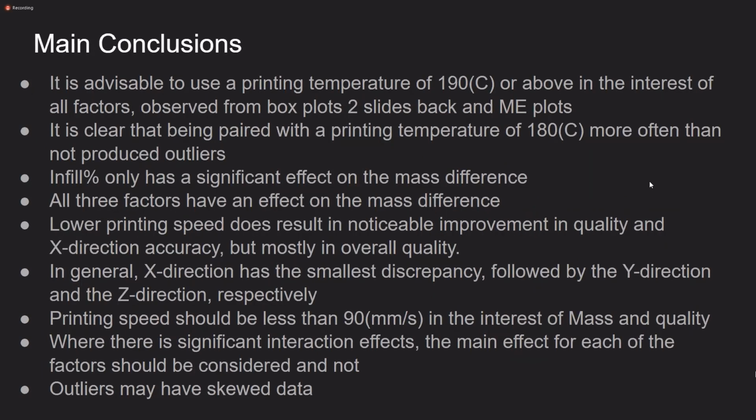So the main conclusions: basically, printing at 180 degrees is not worth it. Anything above 190 should be good. Also, infill percentage only really had a significant impact on mass difference, but when you pair that with different printing speeds, it does become important. Printing speed should be less than 90 millimeters per second in the interest of mass and quality.